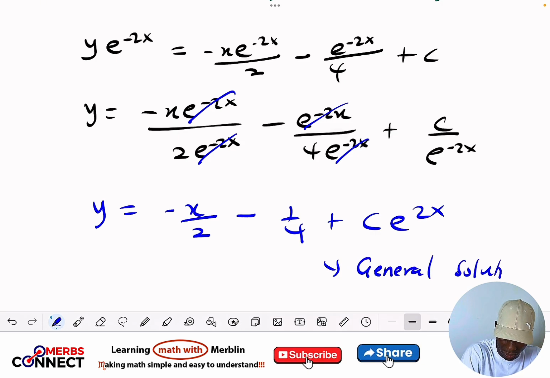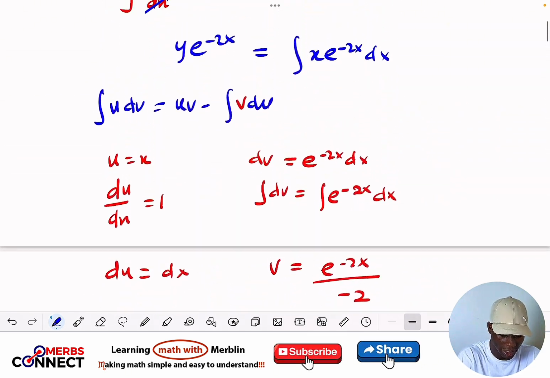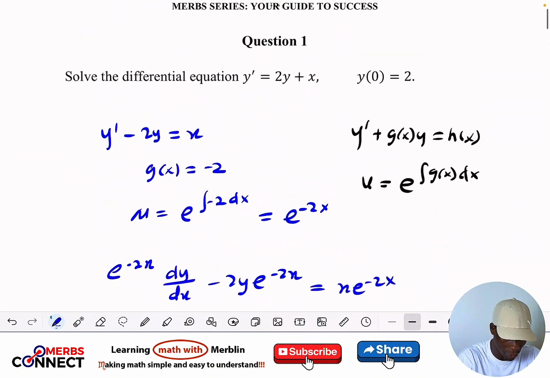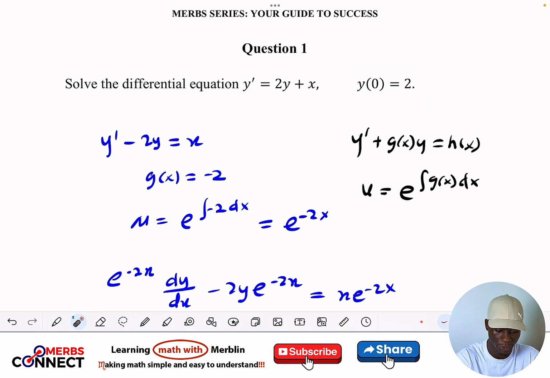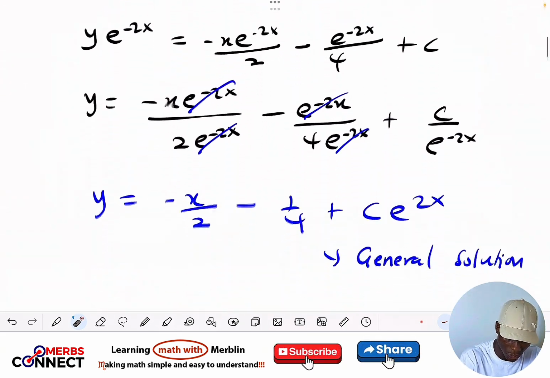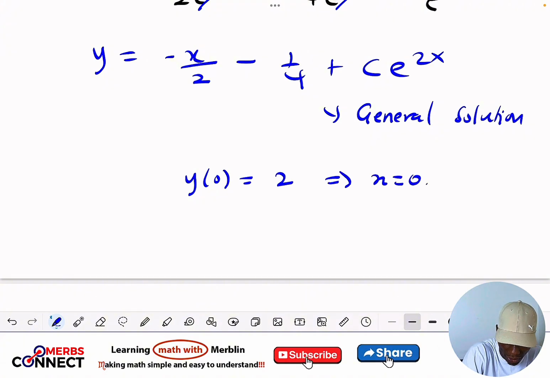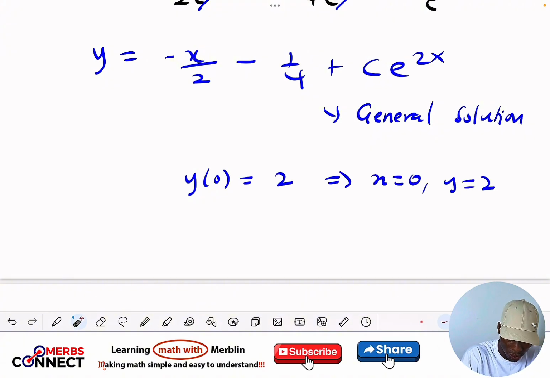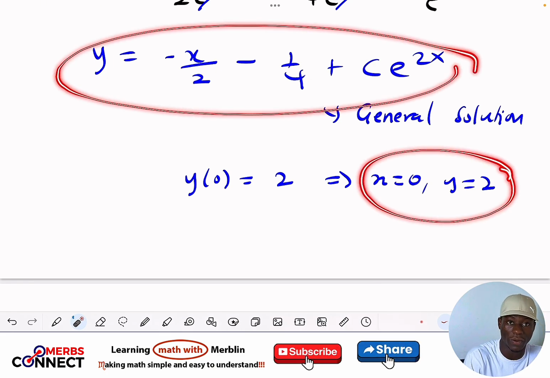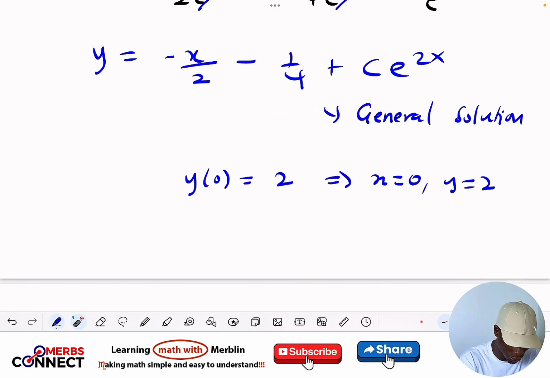This is the general solution. But we were given an initial condition, so it means that we need a particular solution too as well. So let's try and find a particular solution. Now we have y of 0 is equal to 2. This implies that x is equal to 0 and y is equal to 2. So let's plug this one inside this to find the c to get our particular solution.